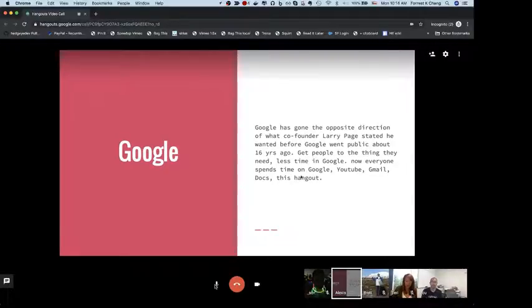So the co-founders, it seems like they had certain goals in mind, and these big companies kind of did the opposite of what the original founders wanted. Less time in Google, get people to the thing they want. That was his wish. Now everyone spends time on Google through Gmail, docs, even Hangouts. So your time is money. When you give them your time, you give them money.